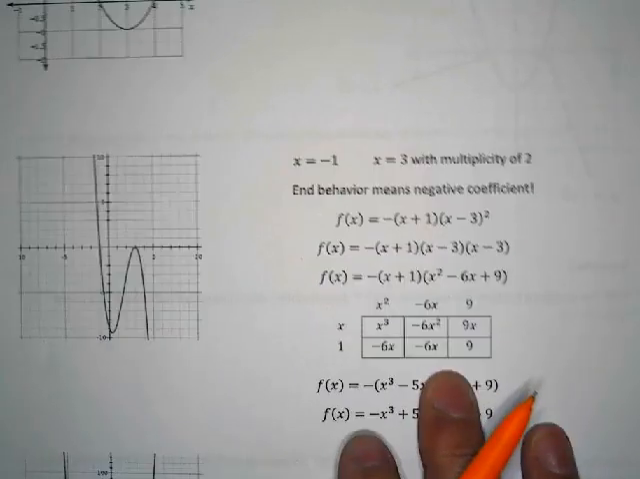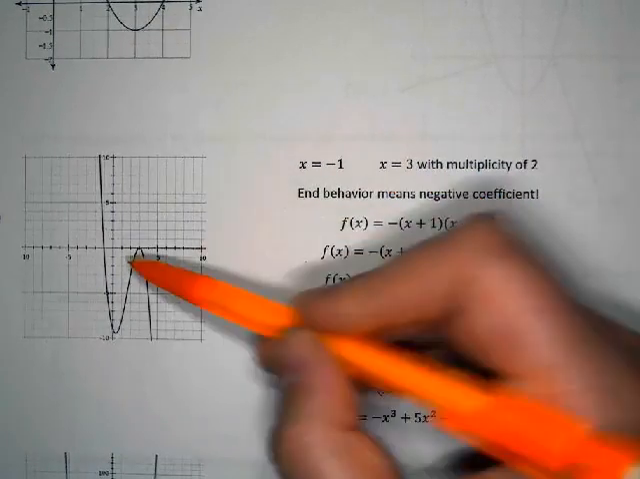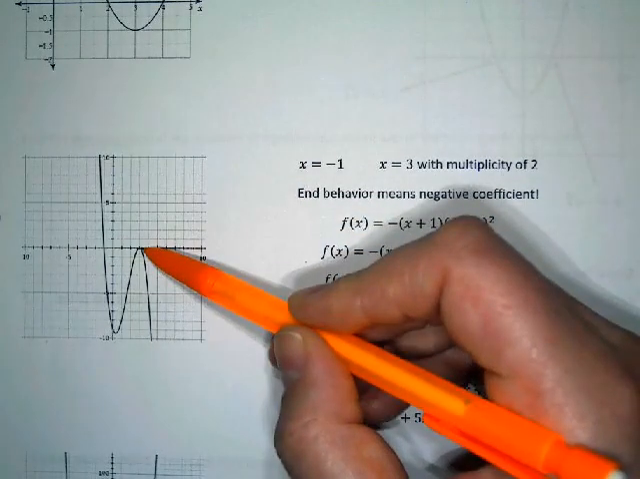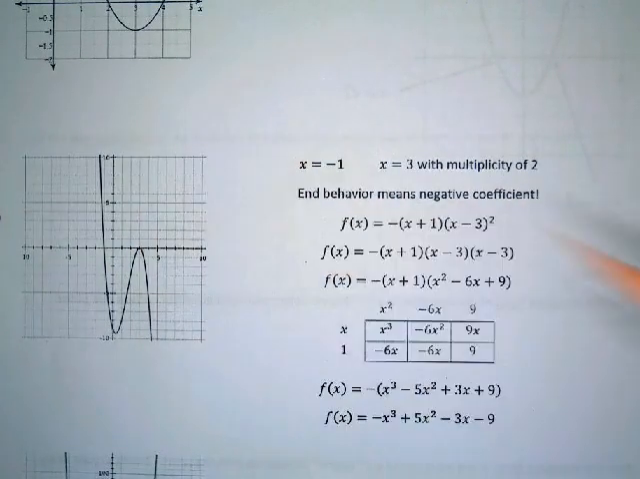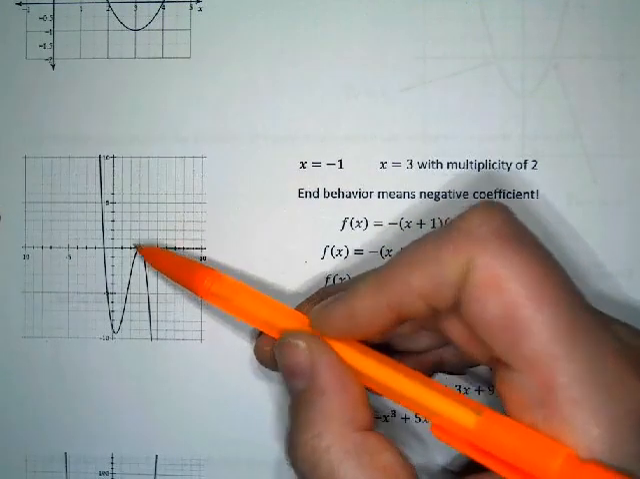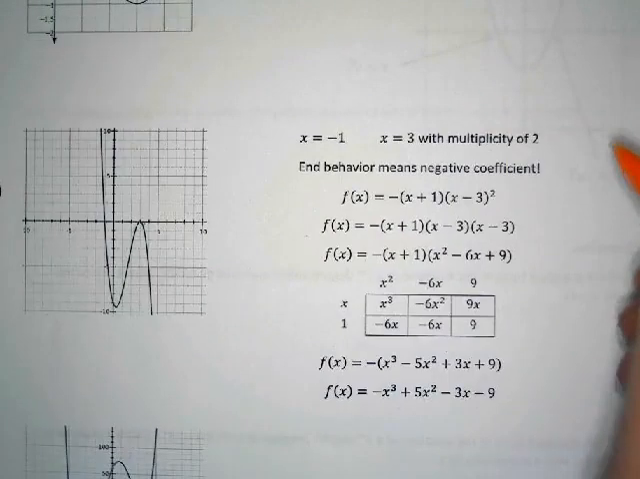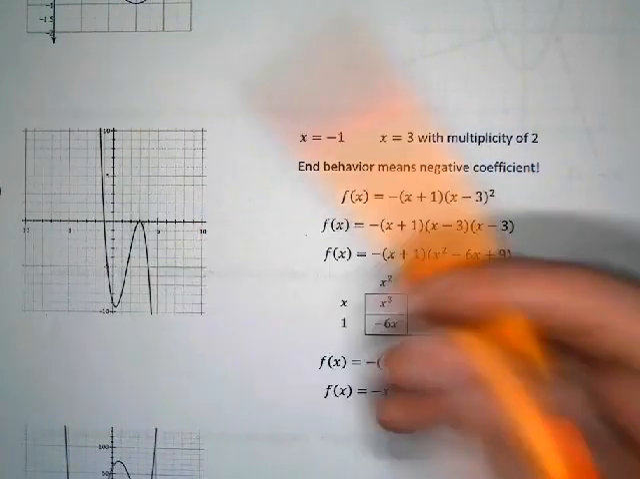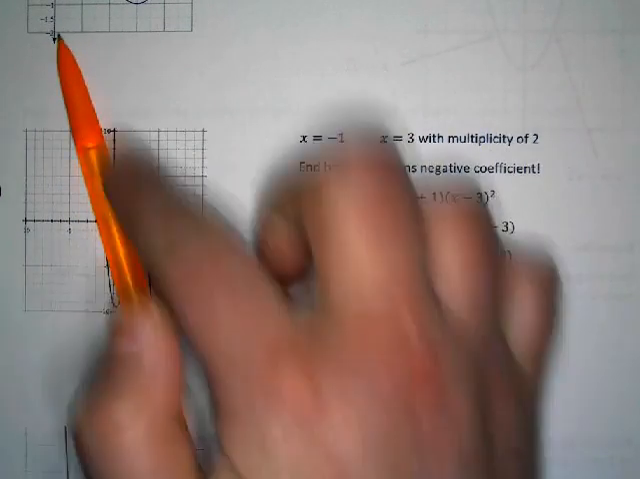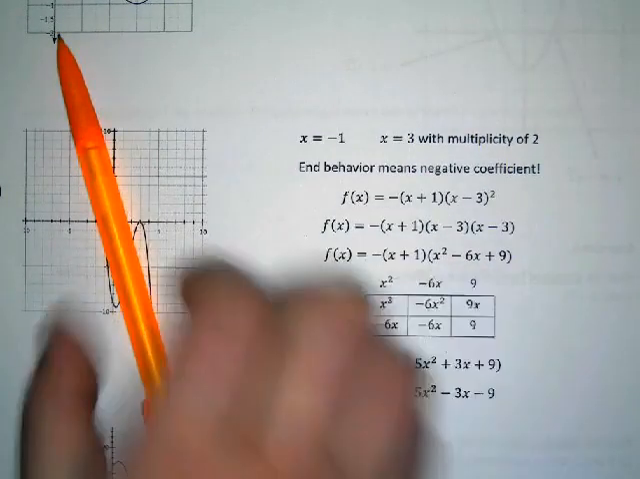So here we have another scenario. This is a cubic equation. Here we have an x-intercept at negative 1. Here we have an x-intercept at 3 with a multiplicity of 2. Remember, you can tell it has a multiplicity of 2 because it bounces right there at x equals 3. And based on the end behavior, I can see that it would have a negative coefficient because the arrow goes up and then down. So overall, it's got a negative slope.